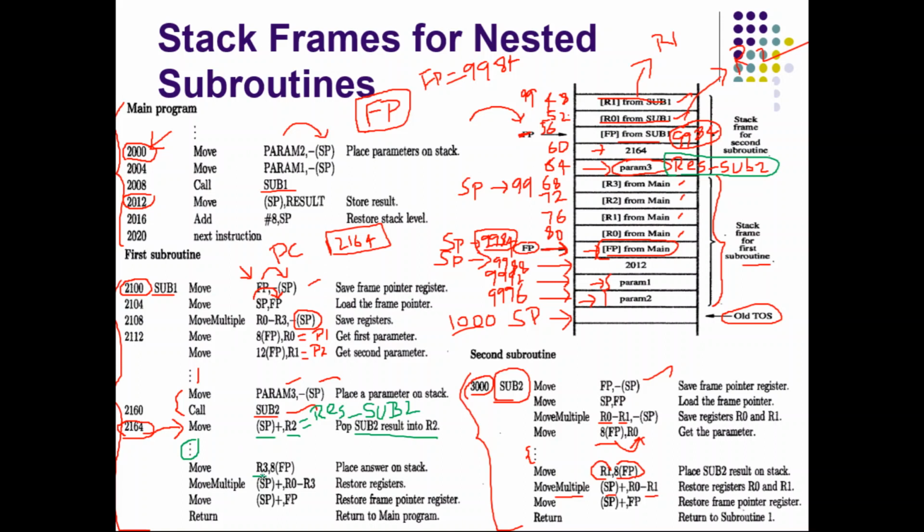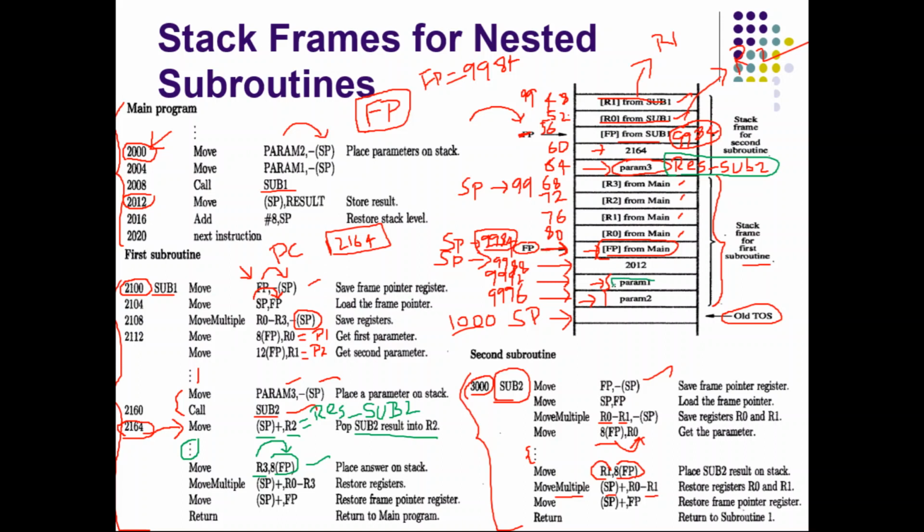Now its result should be saved somewhere. So what it is doing is move R3 comma 8 comma FP. In this location it is storing the result of subroutine 1. Currently the result of subroutine 1 is available in R3. That should be stored in some memory in the stack. So this instruction is getting executed, move R3 comma 8 of FP. What is FP? FP is 9984. 9984 plus 8 is what?